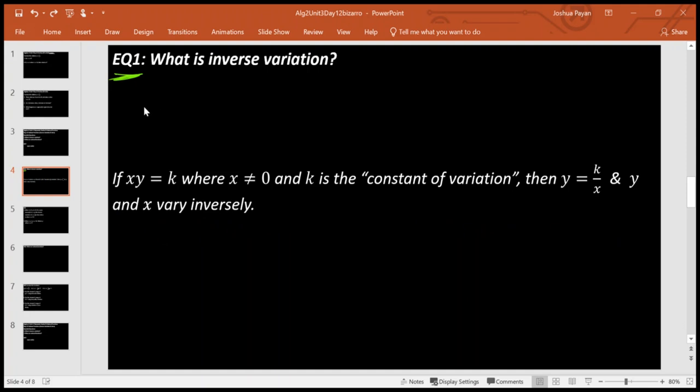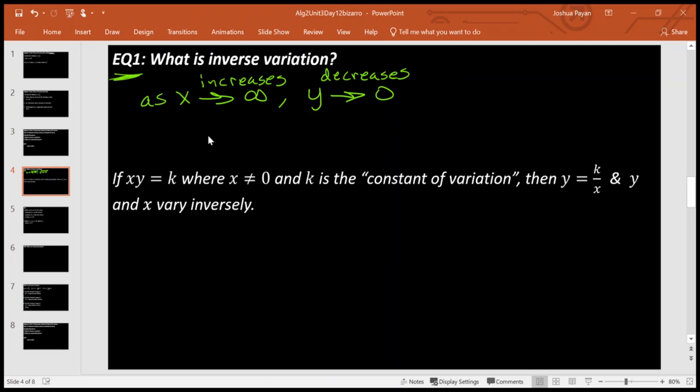All it's really saying is that, for example, as x approaches infinity, so as x increases, that means y approaches zero, so y decreases. And it's not going to decrease past zero. It's just going to approach zero. And the opposite could also be true. You could also say that as y increases, you have x approaching zero. And that's all that this is saying.